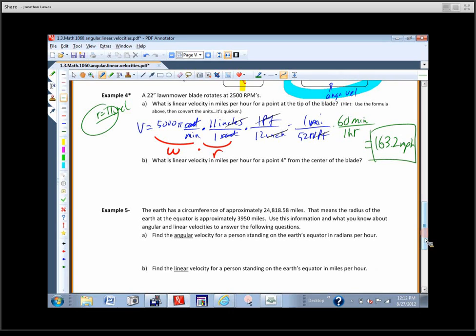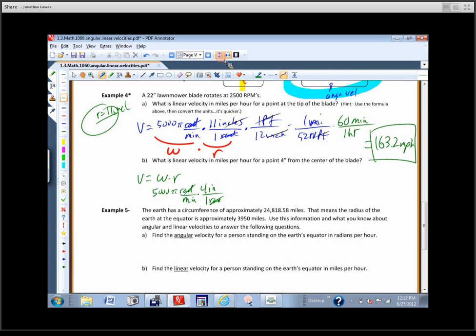One's going faster. Which one's going faster? The one closer. So let's compute this. We want the velocity for this bug that's only 4 inches from the center. We already agreed omega is going to be the same, so this is going to be 5,000 pi radians per minute. How far is it from the center? What's its radius? 4 inches. Okay, in 1 radius. Those are going to cancel.